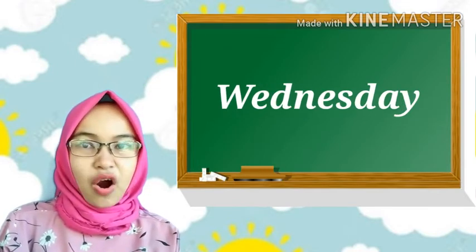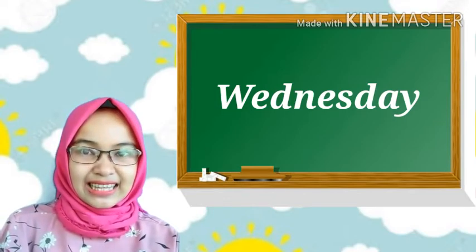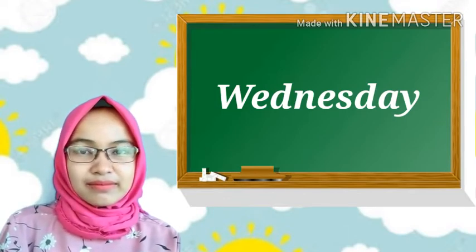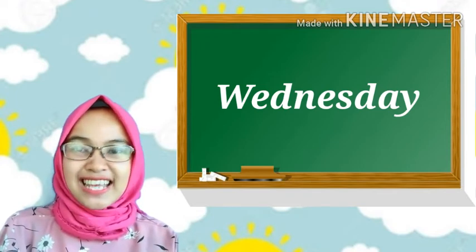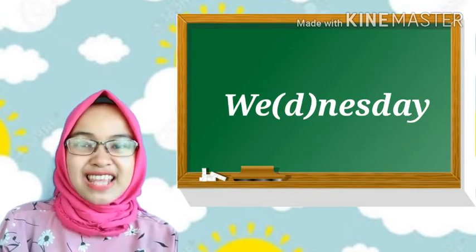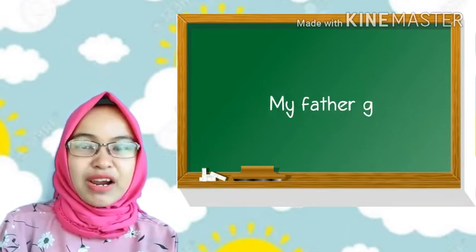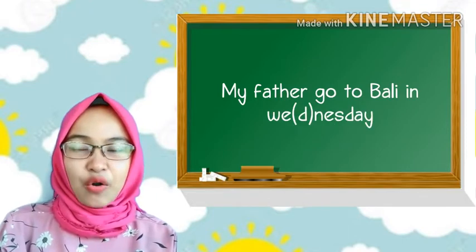Wednesday. What's our first silent letter? The E is silent. Wednesday. Don't say it the other way. This is wrong. Repeat after me. Wednesday. Example: my father goes to bed Wednesday.